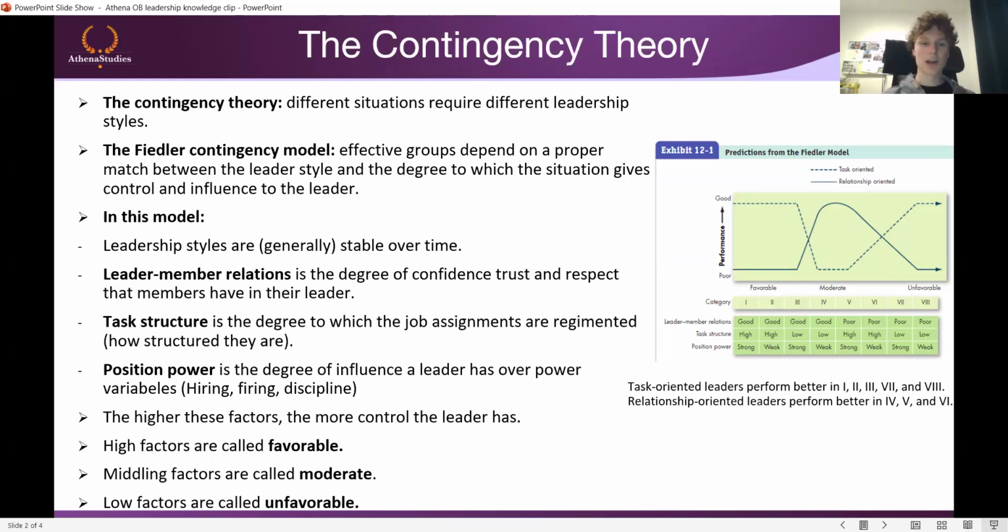Speaking of factors, this model has three main important ones. First of all, the leader-member relations, which is the degree of confidence, trust, and respect that members have in their leader. So just how good the connection between the leader and their followers is.